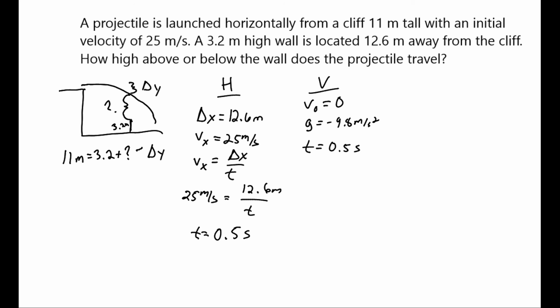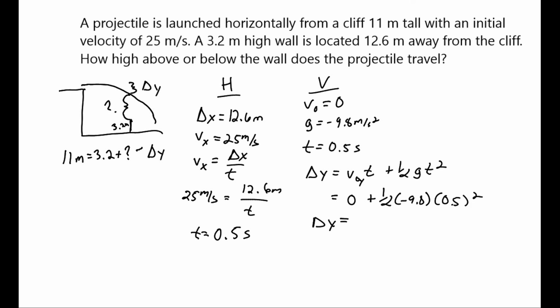And now what equation can we use to find delta y? Yep. Delta y equals v0y t plus 1/2 g t squared. So delta y equals 0 plus 1/2 times negative 9.8 times 0.5 squared. And what do we get for delta y? Negative 1.23 meters. So that's how far it fell.